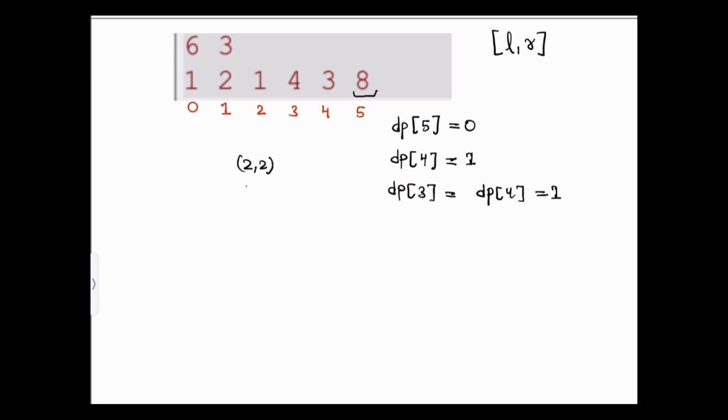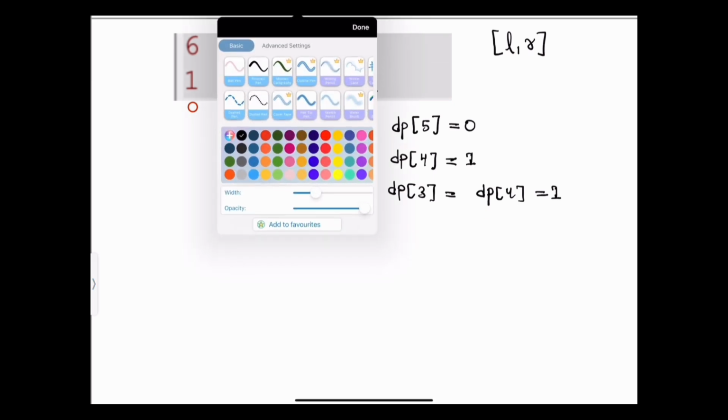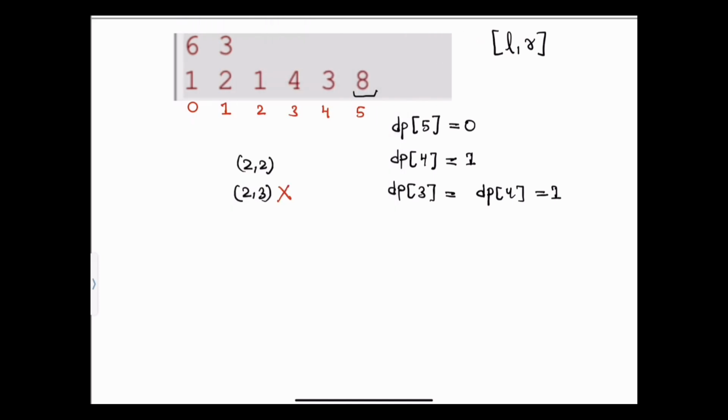And can we have 2 comma 3 as our subsegment? The answer is no. We cannot have 2 comma 3 as our subsegment because we are going to end up with a value more than 3. So our g will reset back to 0 because 1 plus 4 is 5.